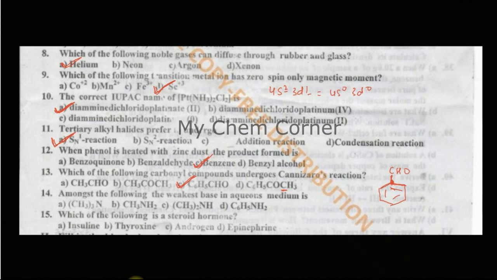The 14th one: among the following, which is the weakest base in aqueous medium? In this, it is going to be C6H5NH2, aniline. Alright. Now, which of the following is a steroid hormone? Insulin is not a steroid hormone. Thyroxine is not. Androgen is not. It's going to be epinephrine. Alright. That is going to be a steroid hormone.